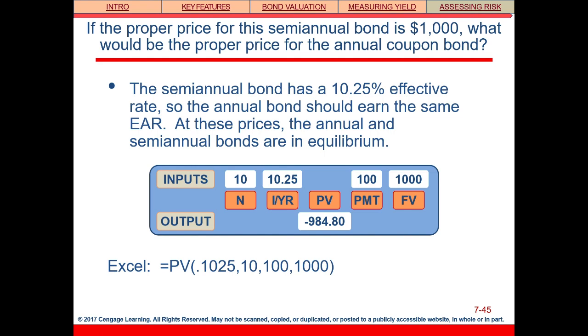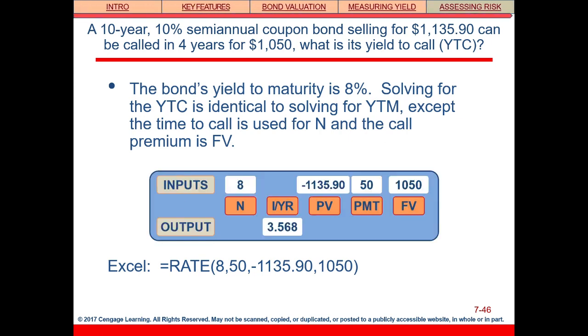So N is 10. The market interest rate is the same as the semi-annual coupon bond's effective rate of return because the par value equals the price. So it should be 10.25, and payment is 100 because it's 10% times 1,000. Face value is 1,000. Therefore, we can calculate the price should be $984.80.